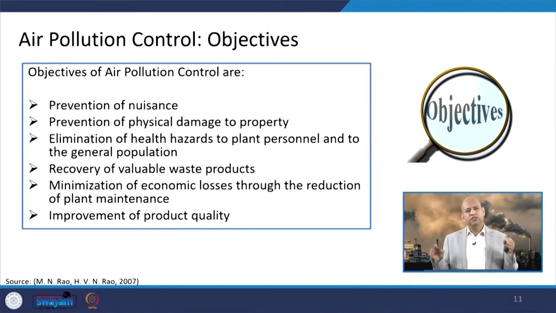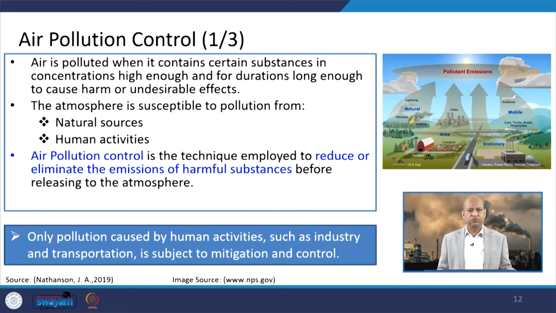or minimization of economic loss through the reduction of plant maintenance. Otherwise these pollutants, like those of acidic nature, will damage the equipment, etc., and maintenance cost will be more if we do not control and capture these kind of pollutants. Improvement of product quality is also part of this objective of controlling air pollution.